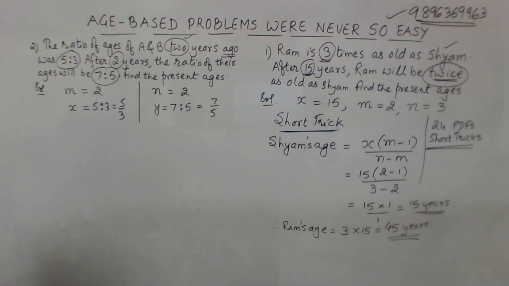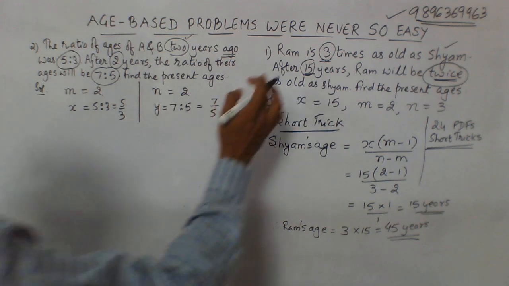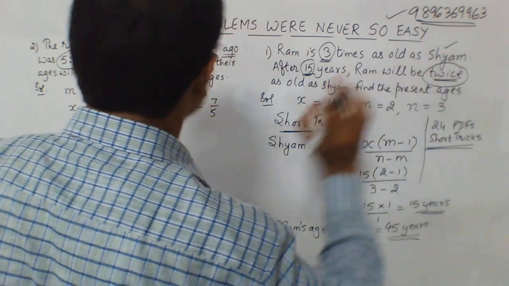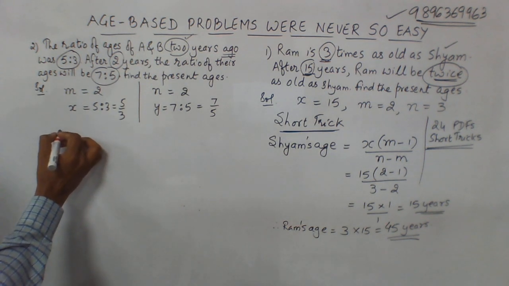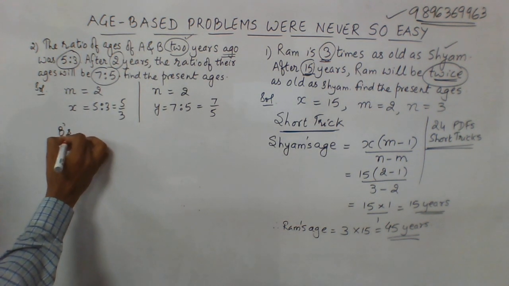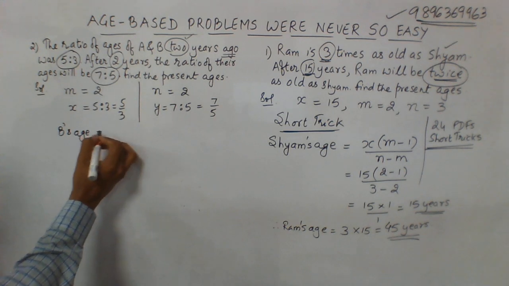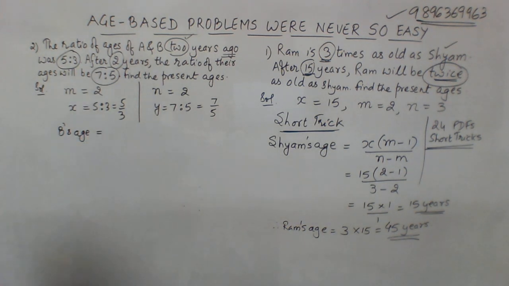Now again, the second person, here the ratio of A and B, so I'll be finding the second person's age, B's age, first. Now this is really important. Which age is to be found out through the short trick is really important, and this is what we need to remember when we apply any kind of trick.